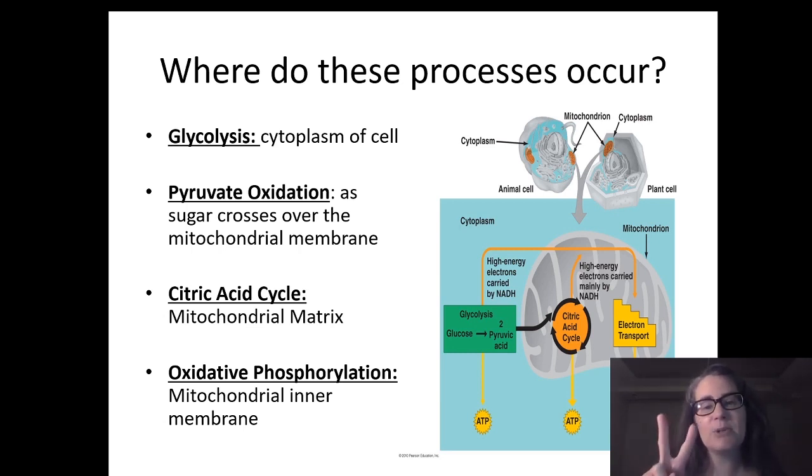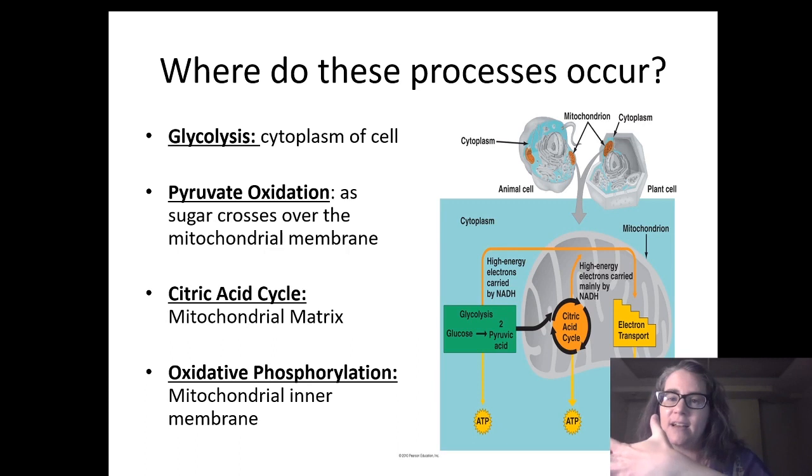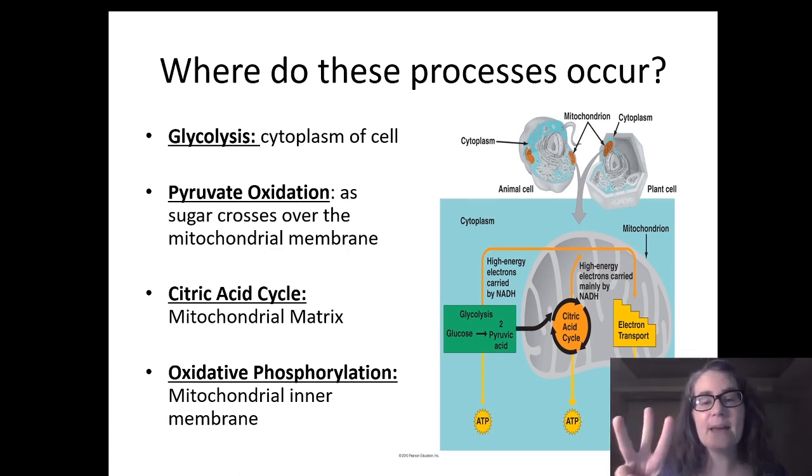Pyruvate oxidation, step number 2, happens as the sugar crosses into the mitochondria. It comes through a gate or a doorway. And as it goes through that doorway, the chemical is actually altered. And so pyruvate oxidation, we say, happens as the sugar crosses across the mitochondrial membrane. The third step, citric acid cycle, happens in the mitochondrial matrix, which is the liquid center portion of the mitochondria. And step number 4, oxidative phosphorylation, occurs on that inner membrane of the mitochondria. So these are the 4 steps. Make sure to know the order of them and where they occur in the cell.